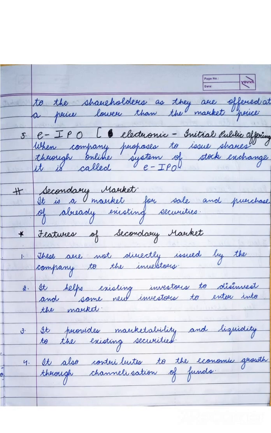Coming to the next one, that is EIPO, that is electronic initial public offering. Whenever we are using the electronic mechanism of the stock exchange to issue securities for the first time, then it is known as initial public offering.